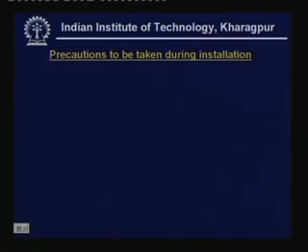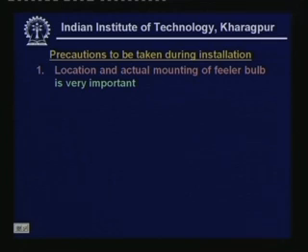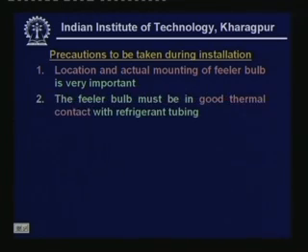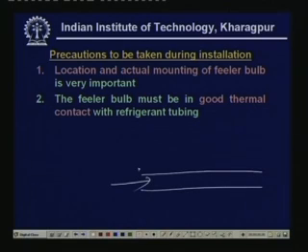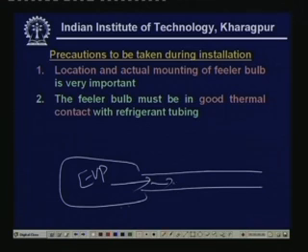Now there are certain precautions you must observe while installing the thermostatic expansion valves. What are the precautions? First is the location and actual mounting of feeler bulb. This is very important. Feeler bulb must be in good thermal contact with the refrigerant tubing. Let me give a small example why location is important. For example, let us say that this is your refrigerant tubing. Okay, here you have the evaporator. Okay, and refrigerant is flowing through here.